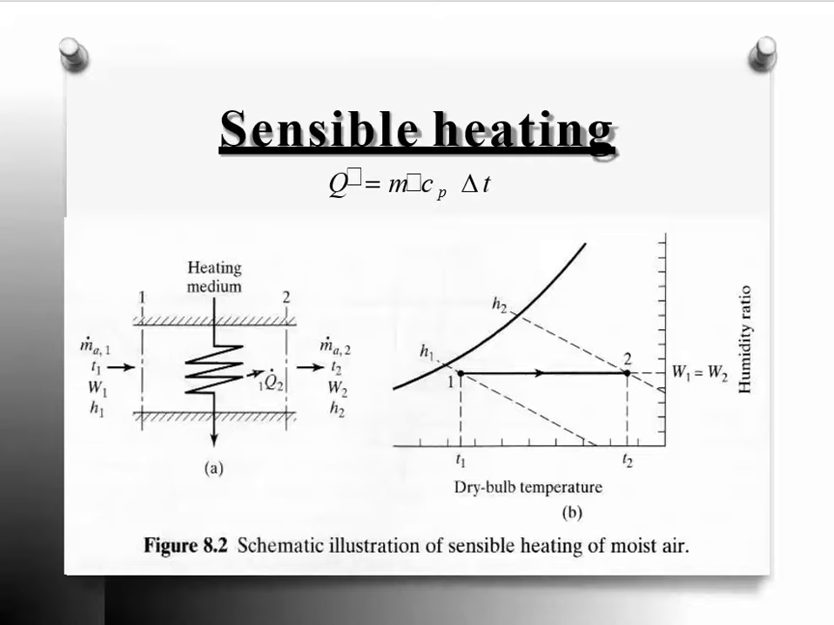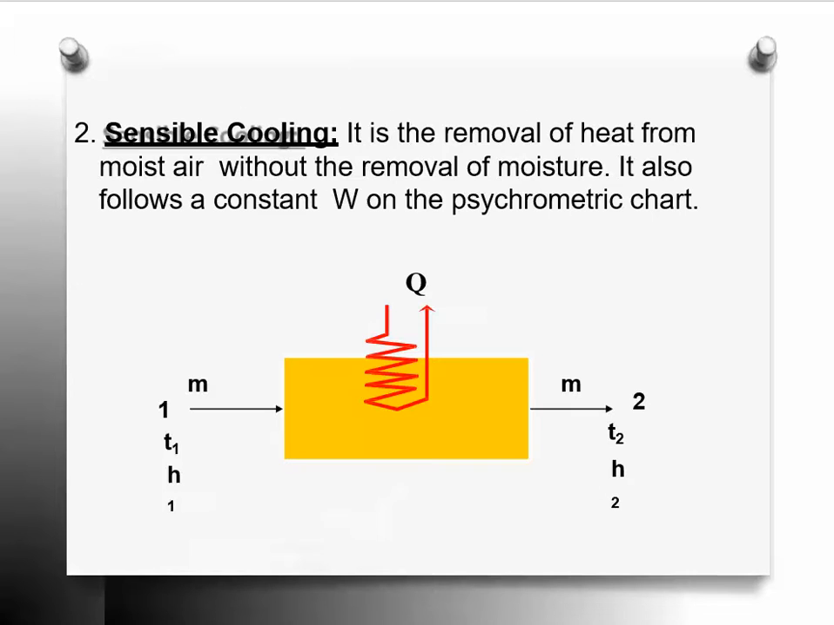Here we have the dry bulb temperature increasing, while the humidity ratio for processes 1 and 2 is constant. Sensible cooling is the removal of heat from the moist air without the removal of moisture. It also follows the constant humidity ratio line on the psychometric chart.